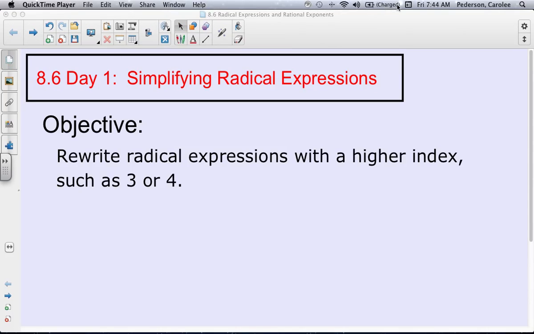This is 8.6 day 1, simplifying radical expressions. Earlier this chapter we talked about reducing radicals that had square roots, which are index of 2. Now we're going to look at some that have indexes of 3 or 4.